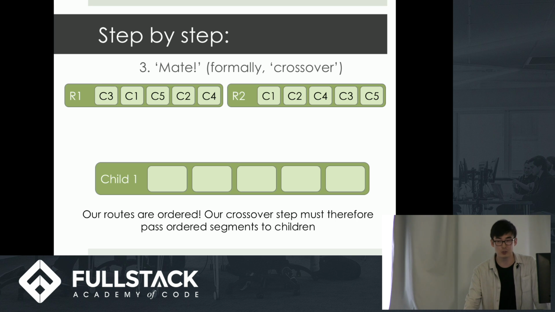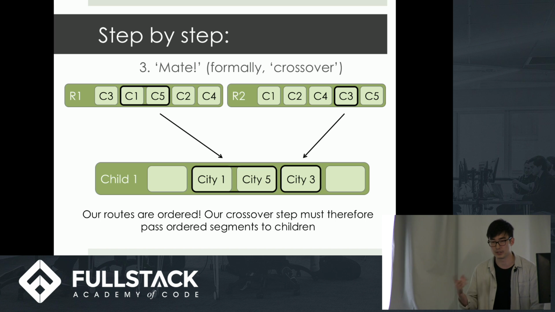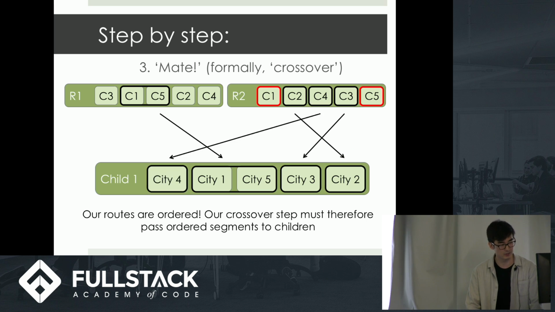So here we have our 2 parent routes, route 1 and route 2. And here's how we're going to make a child. First, we take a random segment of random length from one of the parents, transplant it directly into the child. Notice how the index is the same as it was in the parent. And then from our second parent, we're going to fill in the rest of the genes. So we start at city 3, the index after the end of the segment. Fill that in. City 5 is already in here, so we're going to skip over it. City 1 also is already in here. City 2, City 4, and then bam, we already have our first child for our algorithm.